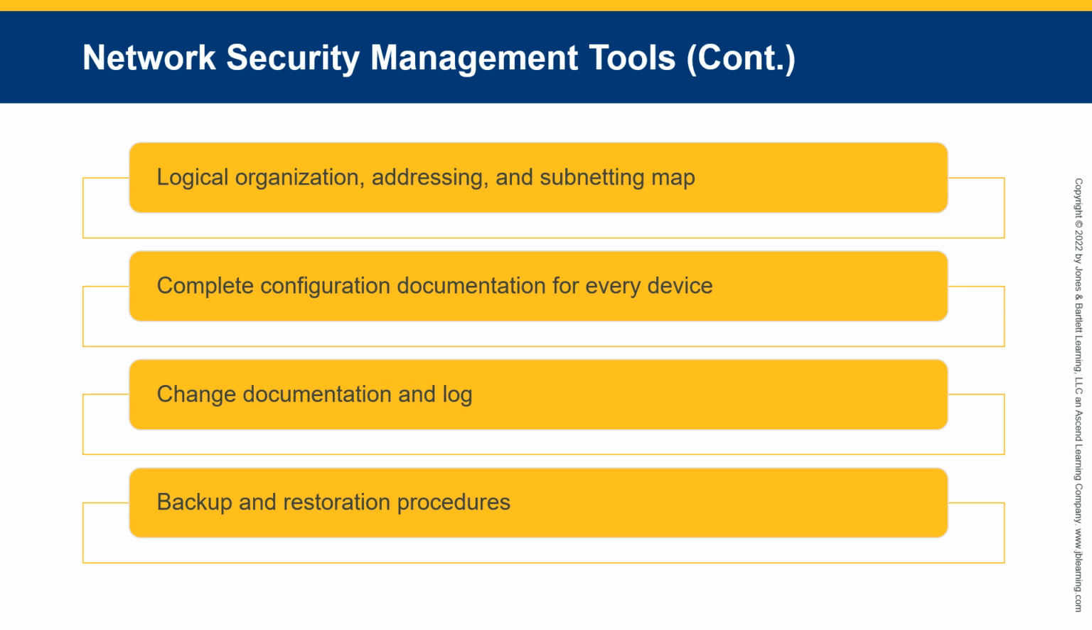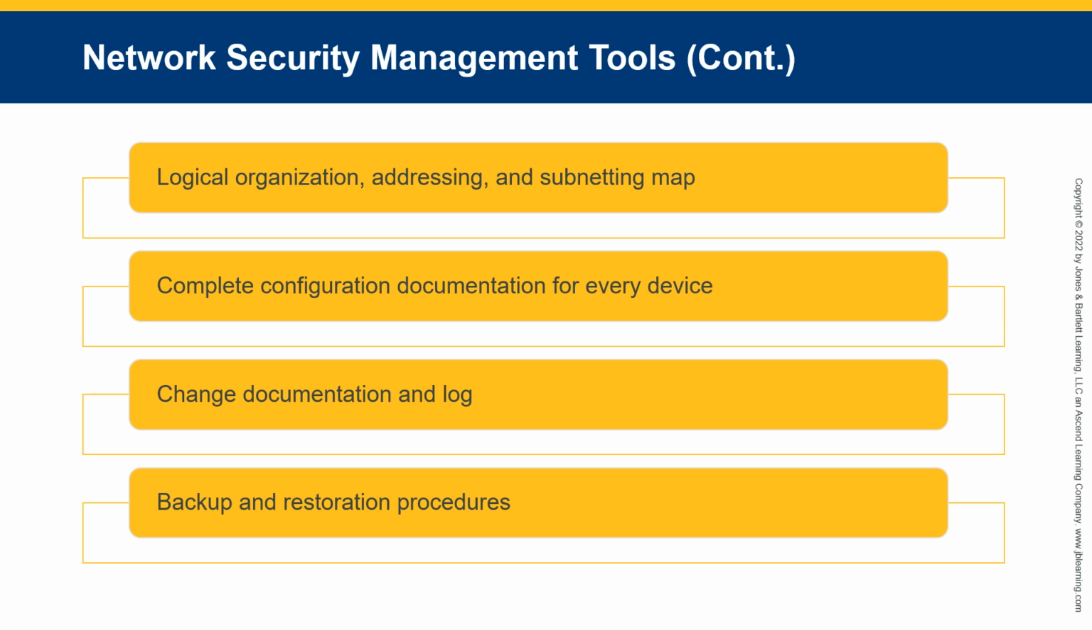Always keep your logical organization, addressing, and subnetting maps. This is different from a physical map, because that's your cable. Next, you have a map of your subnets: what are the different things on those subnets, what addresses, what systems are on them, and all of that.